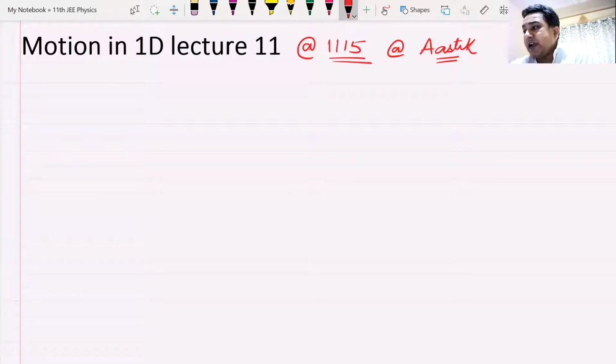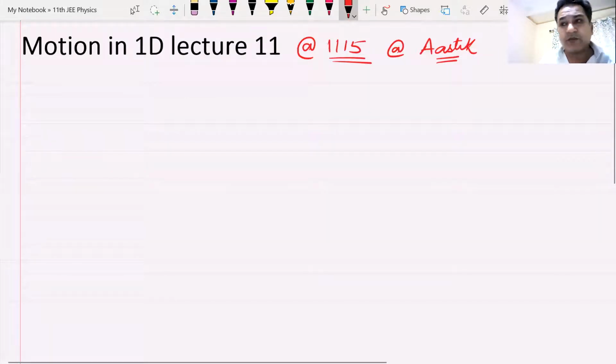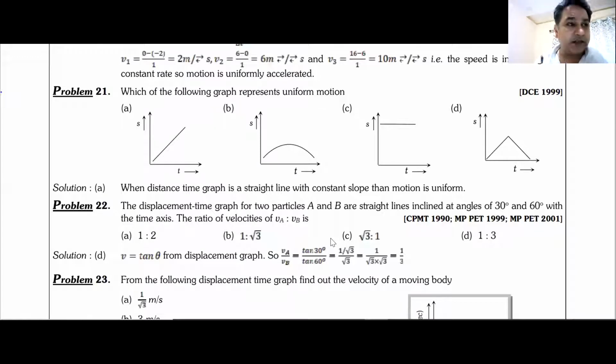I hope I asked you to do questions from the notes. I don't know how many of you have done it, but still it's my job to tell you to do some questions. And here is the first question that we are supposed to do, and that is problem number 21. Can you see this problem, everyone? It is again from your notes, and the problem is pretty simple.